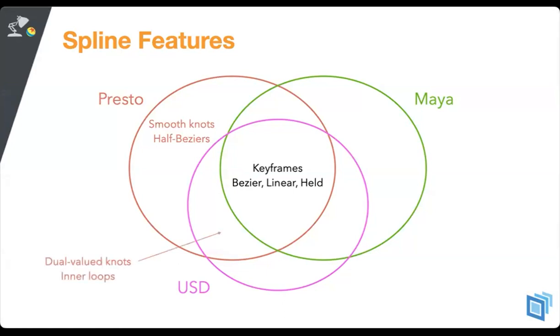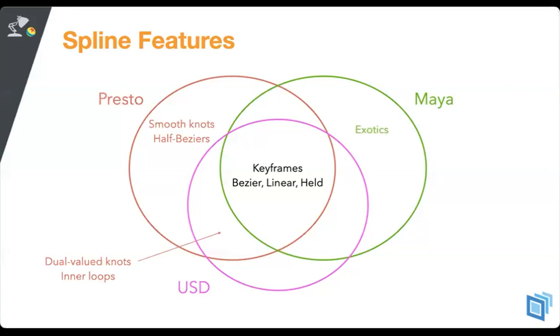There are some things that are in Presto that we will be putting into USD, but that are not going to be familiar from Maya. Dual valued knots allow C0 discontinuities, which are useful for an upcoming case called constraints, but also just as a general purpose spline shaping tool. And we have things called inner loops, where you can repeat segments within the domain of a spline.